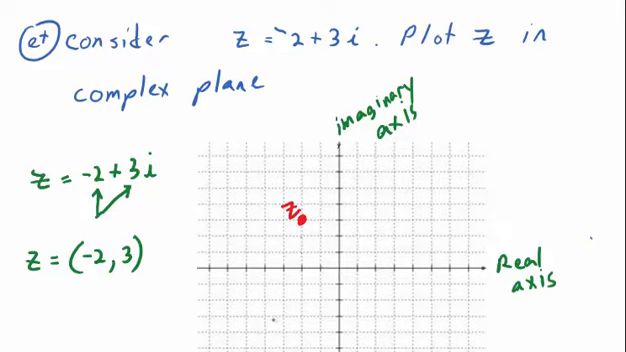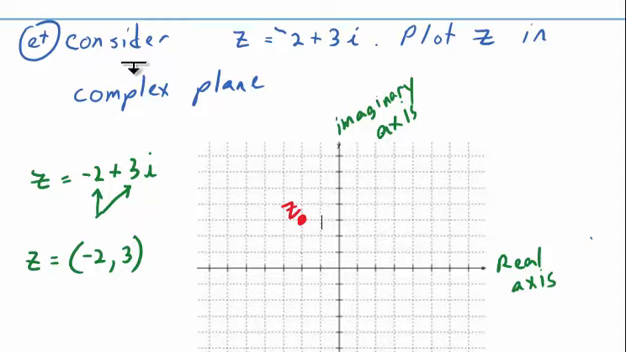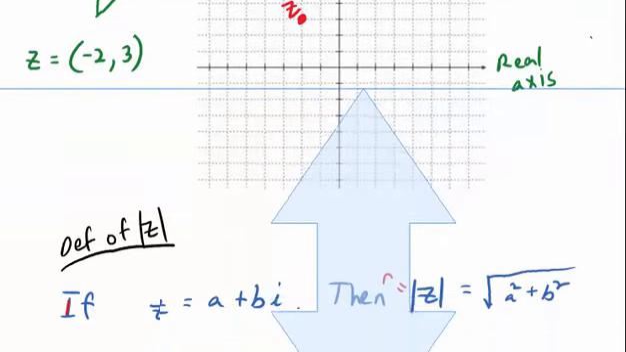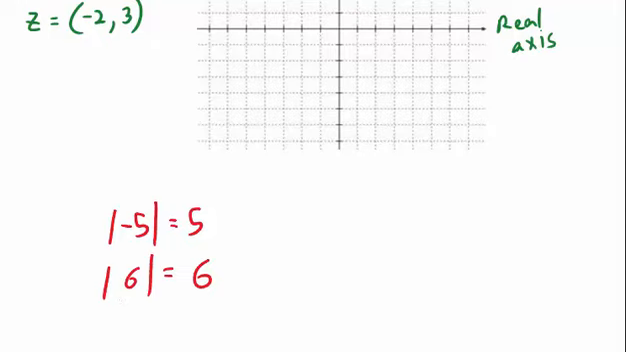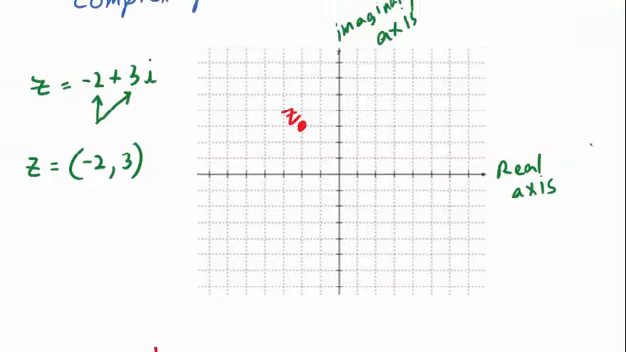But that's it. Now, this leads me to the idea of the absolute value of a complex number. So what is the absolute value of, say, negative 5? If you take the absolute value of negative 5, you get 5. If you take the absolute value of positive 6, what do you get? 6. What is absolute value measuring? Distance from 0 on a number line, for instance. Well, we can extend that definition to the complex plane.